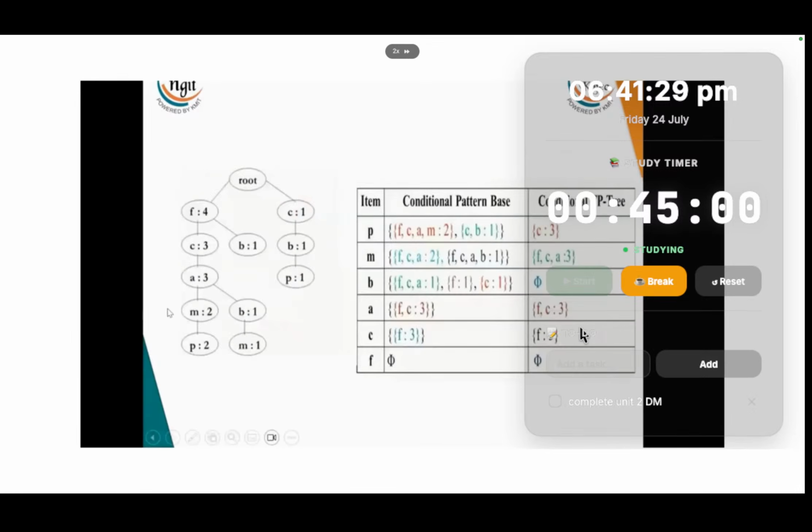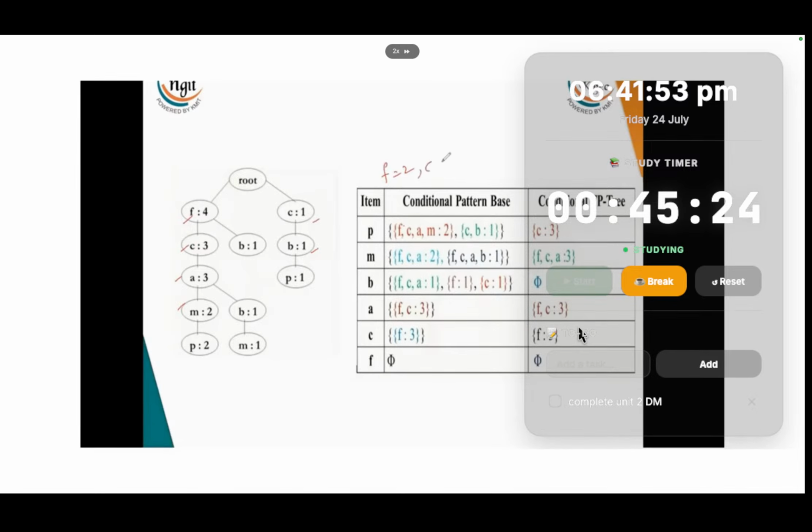Now, using this conditional pattern base, we'll create the conditional frequent pattern tree. So we have seen F, C, A, M, and C, B. These are the paths for P, right? Just look here. So this is the P path, and it is having F, C, A, M, and it is having one more path which is called C, B. So now you'll try to find out the frequency of each one. So F, when you look at this, what is the frequency of F here? 2, because it is not there anywhere else, so it is having the frequency 2.